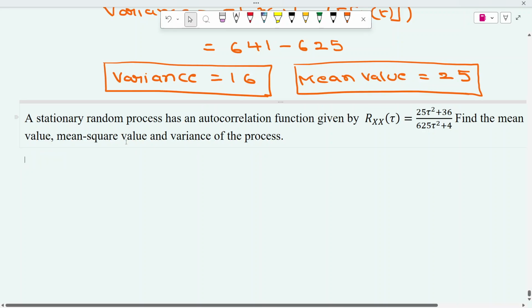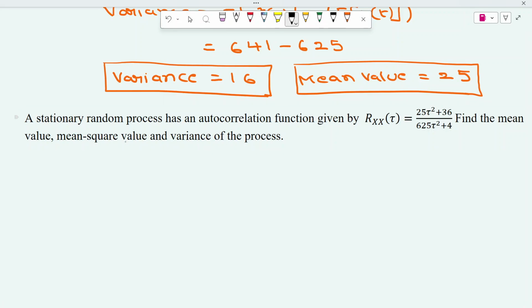So in this video we will see how to find, from the given autocorrelation function, the mean value, mean square value and variance of the given random process. In the last video we solved a similar problem, but the way the autocorrelation function is given is slightly different. So we have to solve it in a slightly modified manner. We will use the same properties, but we have to rewrite the autocorrelation function in order to use those properties.